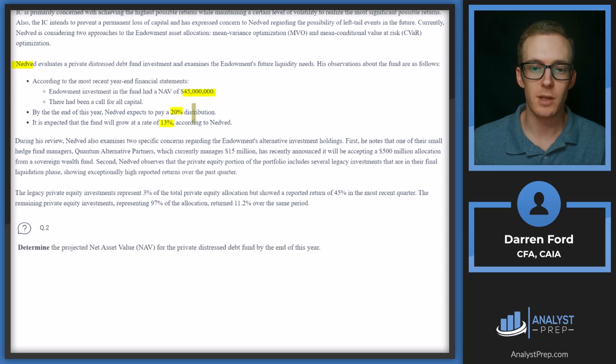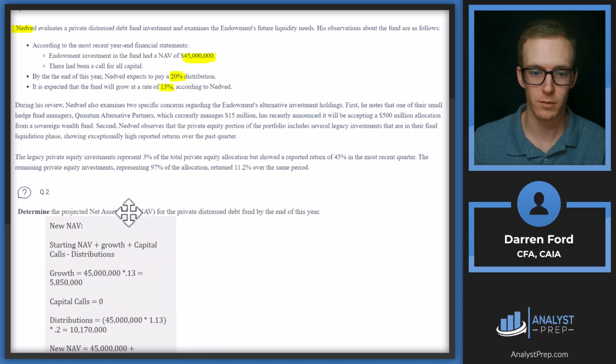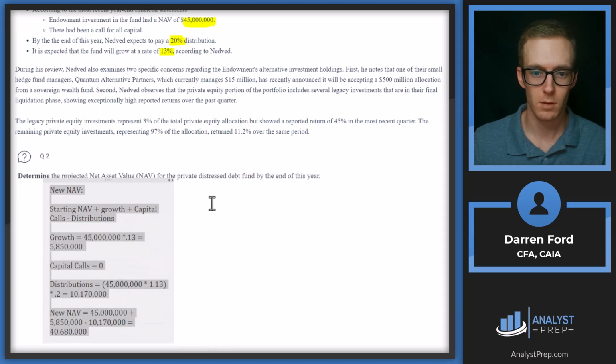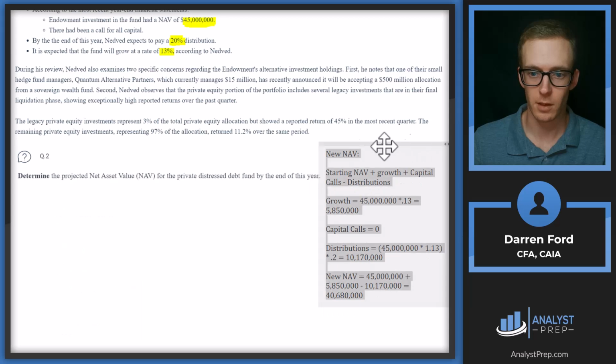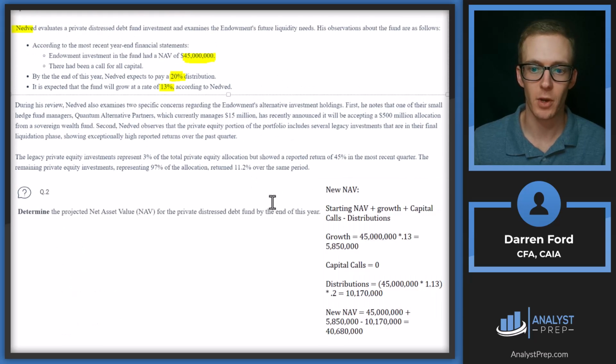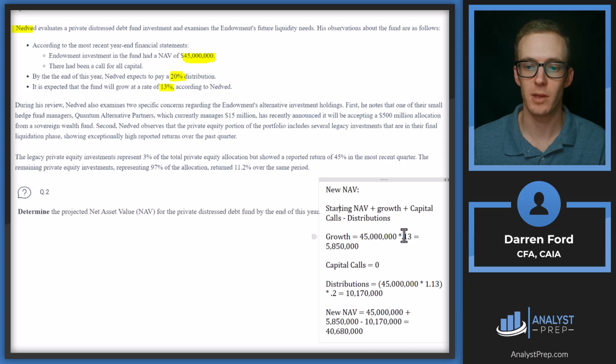So basically what we need to do here is we're going to take this $45 million, we're going to grow it at 13%, and then take out a 20% distribution, and then that'll be kind of our ending NAV. So let's pull in that workflow there. All right, let me do it right here so that we can still have the info up there. Okay, so our new NAV is going to be that starting NAV, which would be 45 million. And then we're going to add in the growth. That growth will be 45 million times the 0.13. So we're going to have about just under 6 million of growth.